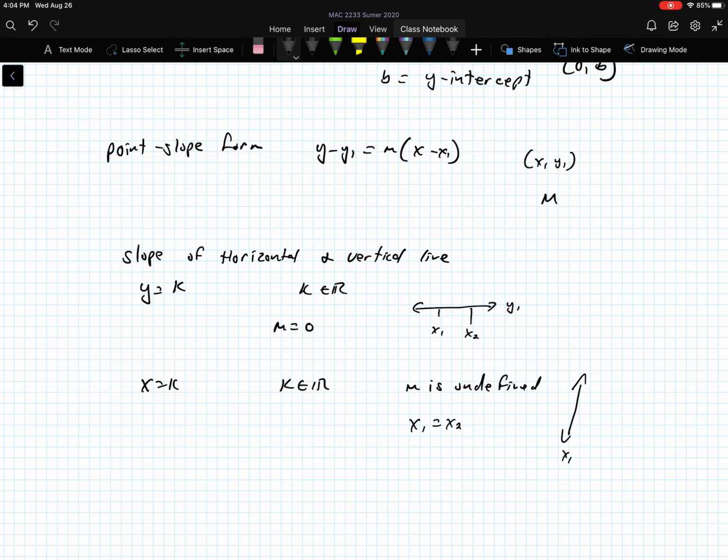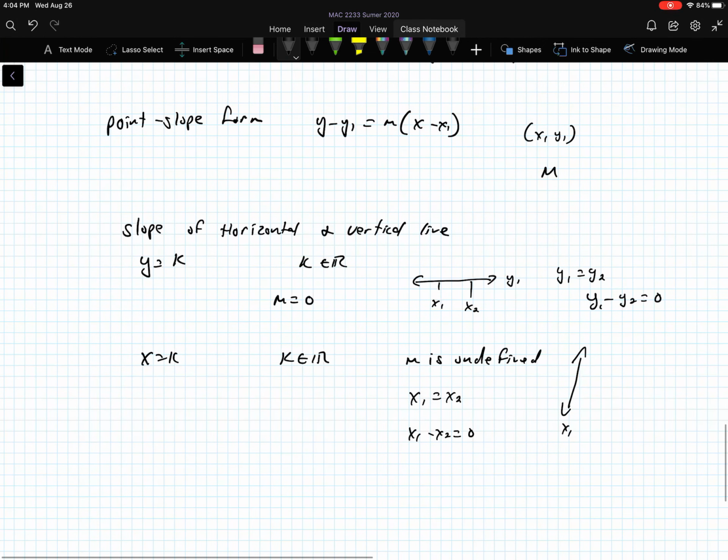And if the slope is 0, then y1 is equal to y2. In other words, x1 minus x2 is equal to 0 in the vertical case, and y1 minus y2 is equal to 0 in the horizontal case. So that's how you know those.